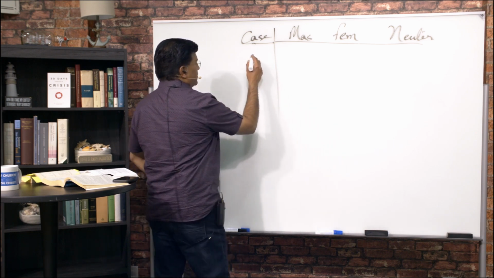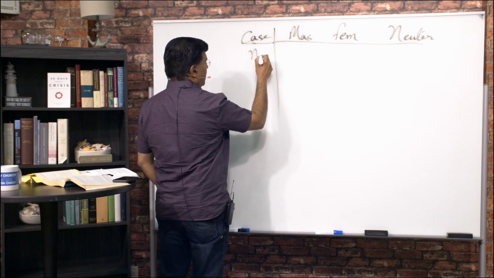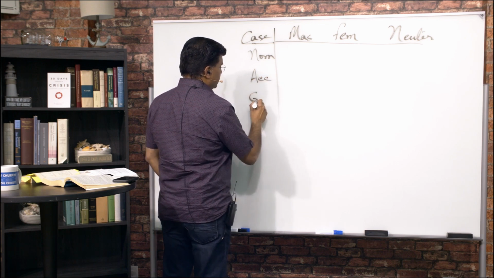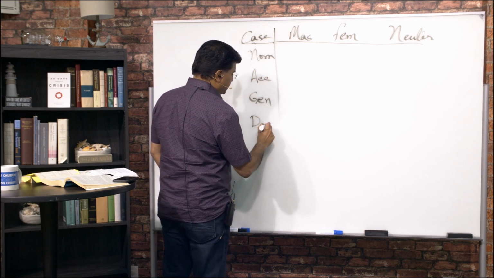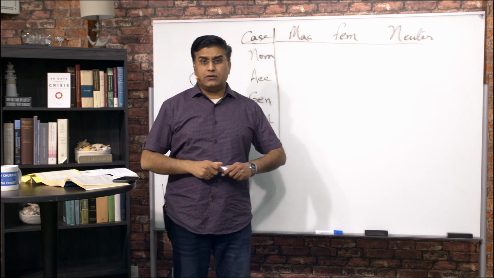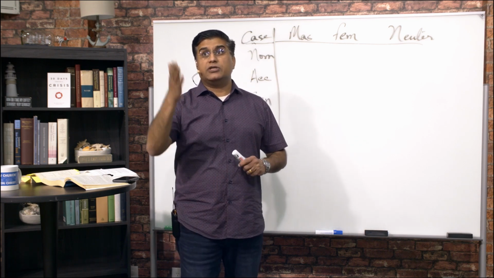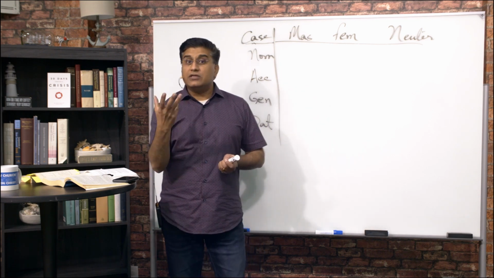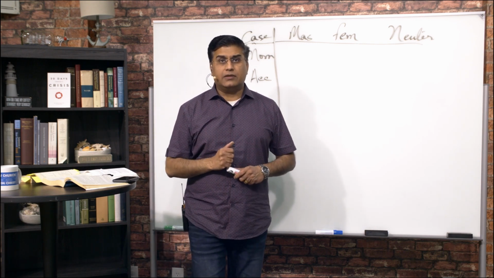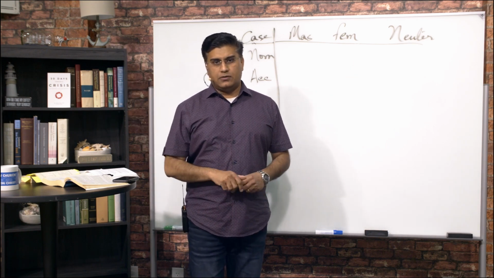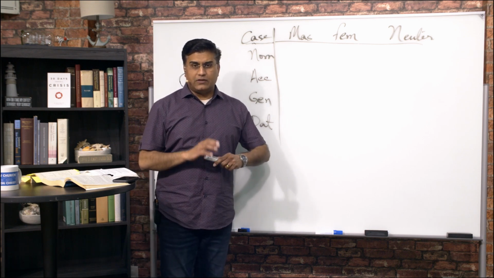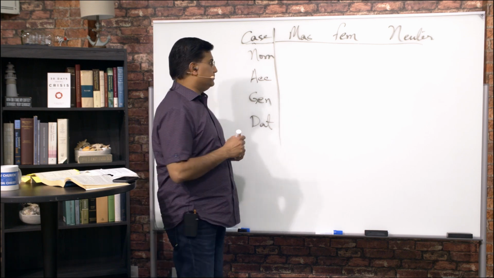So under cases, we have nominative, accusative, genitive, and dative. What happened to vocative? Remember, vocative is like addressing someone, so it doesn't require an article. You won't say, the Jesus, listen to me. It's just Jesus. Or disciples, come to me. You won't say, the disciples come to me. You want to address them that way. So there is no vocative when it comes to the definite article in Greek.